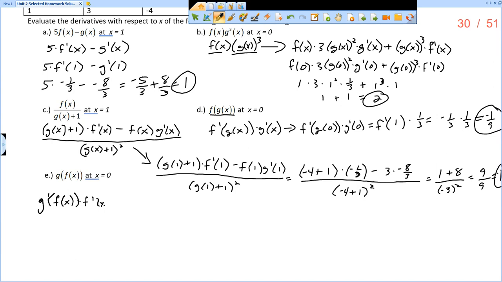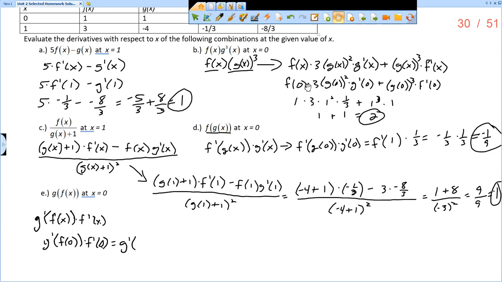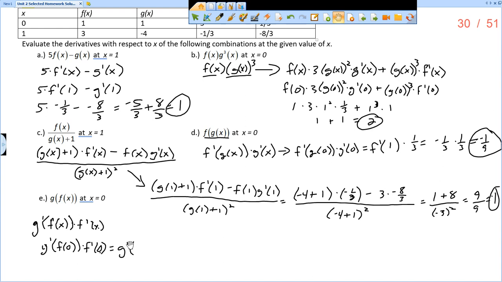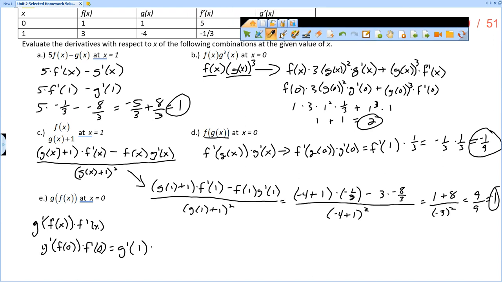All right, and so now we're just filling in 0 there again. So now I have g prime of f of 0 times f prime of 0. So for g prime of f of 0, we need to look at the table. What is f of 0? F of 0 is 1. So I have g prime of 1 times f prime of 0. F prime of 0 is 5. So g prime of 1 times 5.